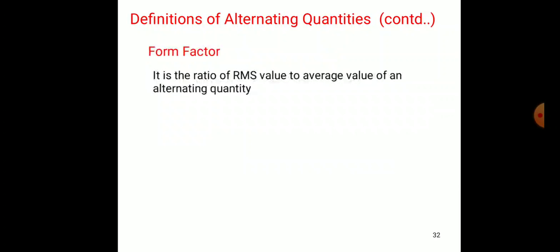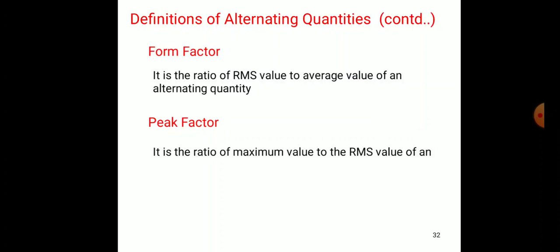Next we are going to discuss another important parameter, the form factor. What is the form factor? The ratio of the RMS value to the average value of an alternating quantity is called the form factor. What amount of average charge is produced and what amount of heat is produced is given by these two quantities. The ratio between these two is given by the form factor.